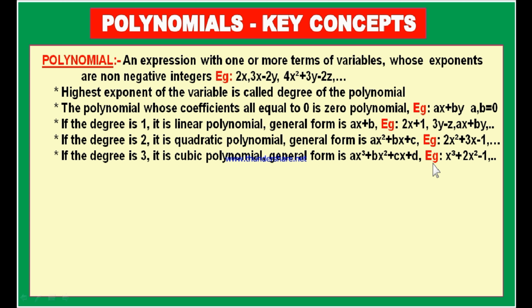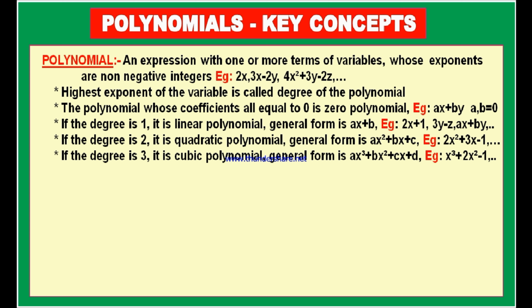The example for a cubic polynomial is x cube plus 2x square minus 1 and so on. You can write a cubic polynomial in 2 variables as ax cube plus by cube. You can write a cubic polynomial in 3 variables as x cube plus y cube plus z cube, like this. If the degree is 3, it is called a cubic polynomial.